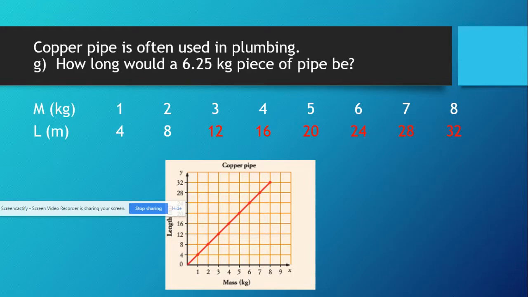And the last question, how long would a 6.25 kilo piece of pipe be? So we've got the kilos, we want to get the meters, we then have to times. So we go 4 times kilograms gives us meters, and 4 times 6.25 gives us 25 meters.